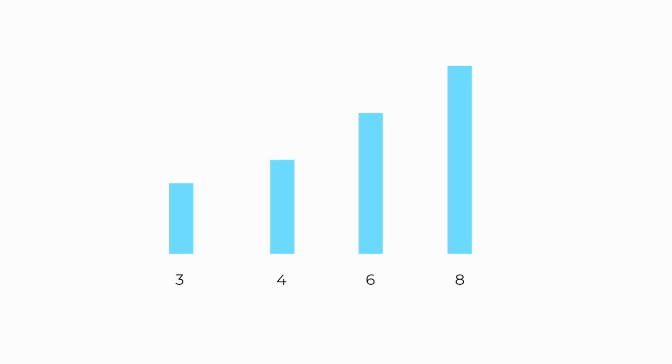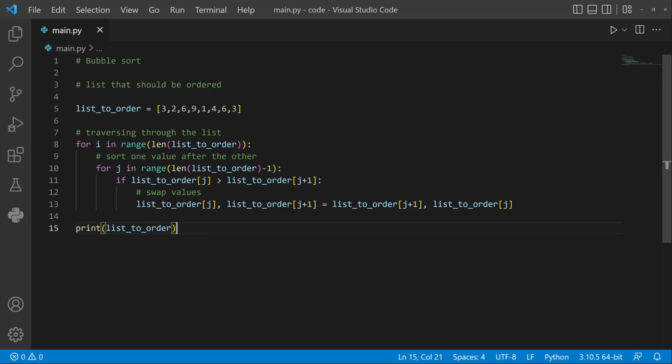But now enough of the theory. Let's go and look at the code. We start with an unordered list that we want to order. Here we have some random values typed in. Then we go in our first loop.